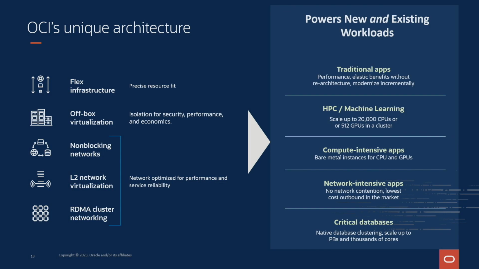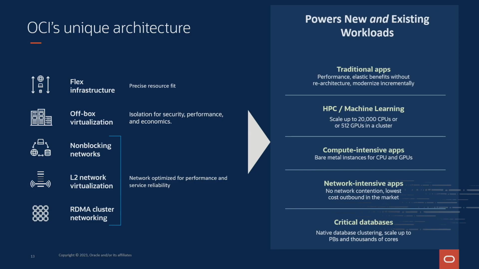The second is we have non-blocking networks. Non-blocking networks, again, lead to better performance, no noisy neighbors, no sharing of resources. It's not a shared services architecture that we're following in our cloud implementation. And then we also use layer 2 networking, which is what is used by things like VMware and RAC databases. So we can natively run VMware on Oracle Cloud because we support L2 network virtualization.